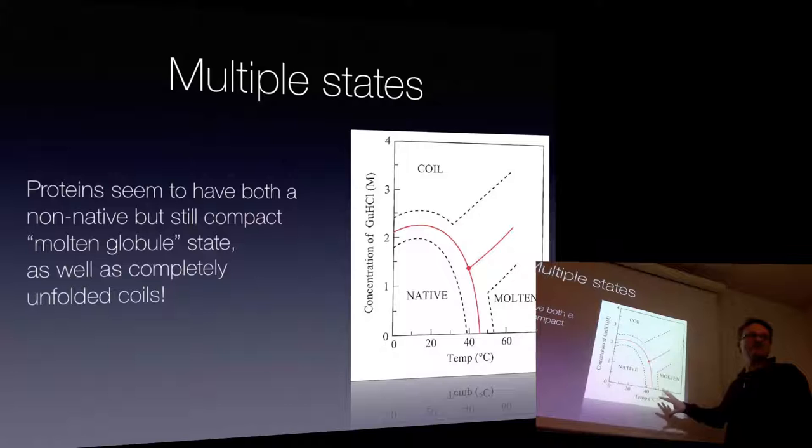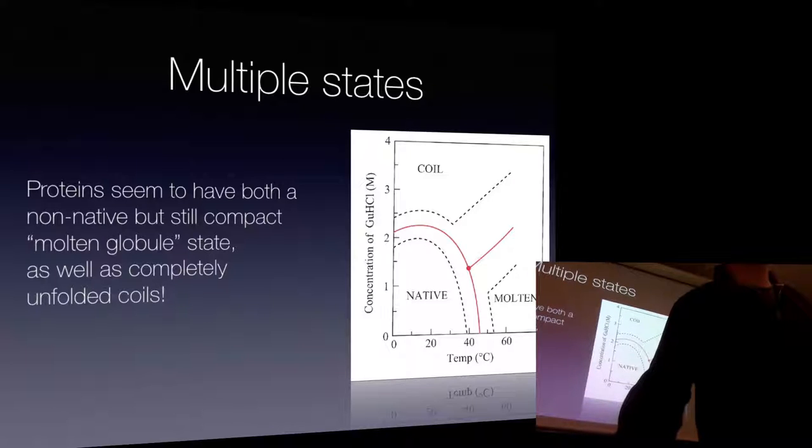Cold denaturation is not really that common in your cells, because if you start having temperatures approaching 0 degrees centigrade in your cells, we have a few issues. So for now we'll forget about that. But it's going to be like a molten globule too.